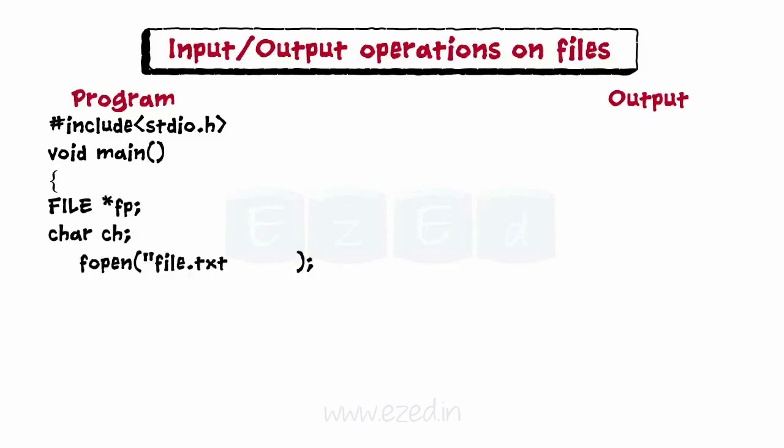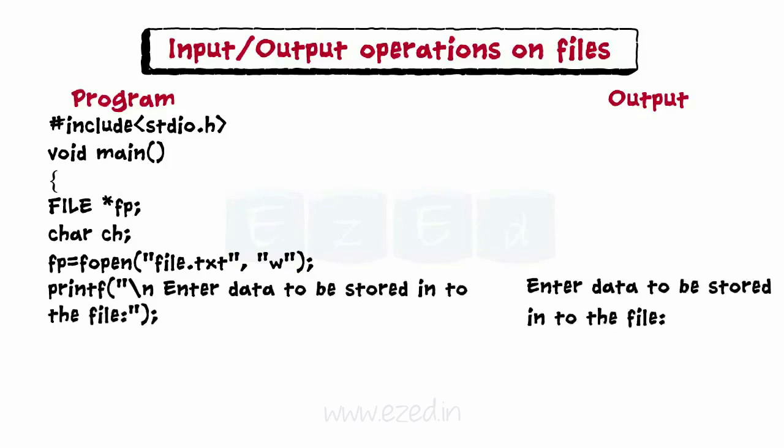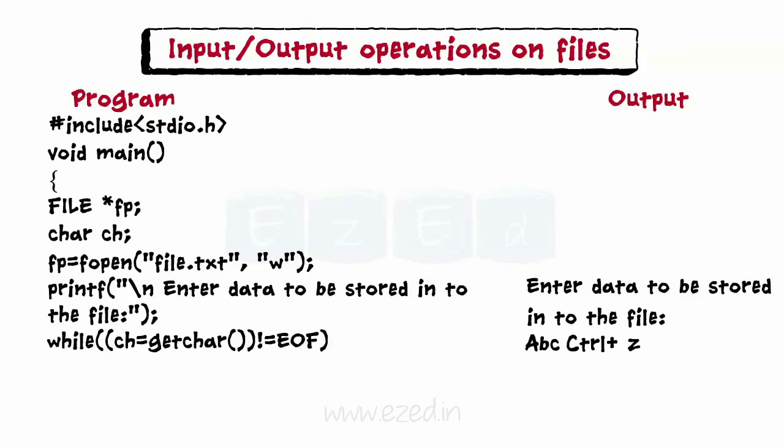The fopen function is used to open a file named file in writing mode, and the pointer fp is made to point to this file. Then we ask the user to enter the data to be stored in the file. The getchar function is used to scan in one character at a time. This will be repeated using a while loop till the end of the file character is scanned.